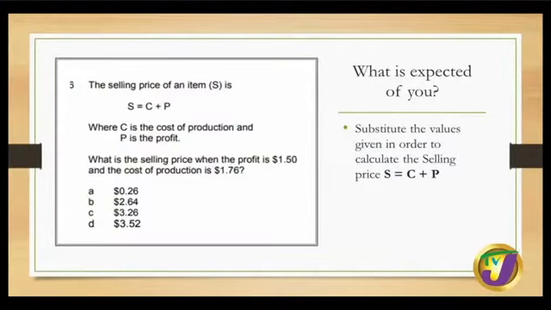So we know the formula we're working with is S equal C plus P. You're given C and you're given P. So we're substituting the values in the equation. Let's see what that looks like. So the selling price would be $1.76 plus $1.50. That will give us a total of $3.26. So that is the selling price for this particular item.